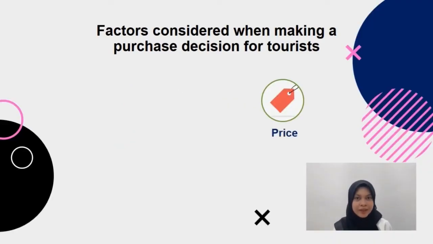Second is price. Price is the main key in the purchase decision making for tourists. Consumers expect that the price they pay matches the quality of the product and services offered. For example, the consumer expects that the price they pay is not just for the room, but also for the facilities and services offered by the hotel, as they can give the best memories or experiences for the consumer when they use those services.